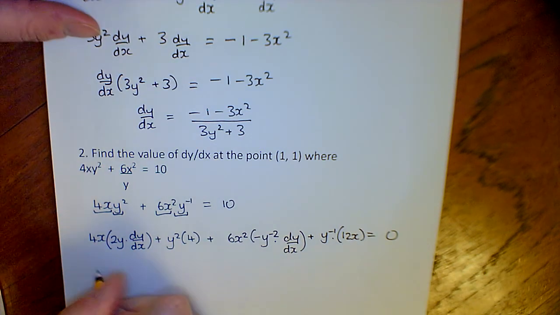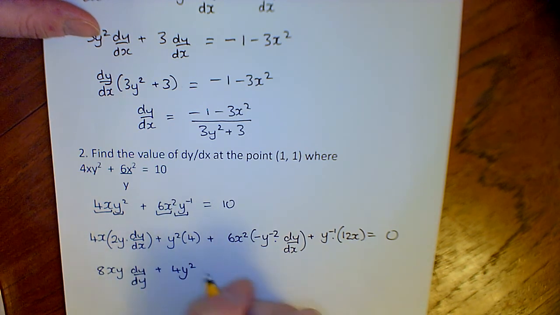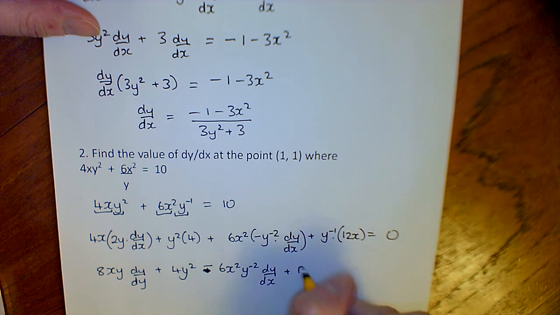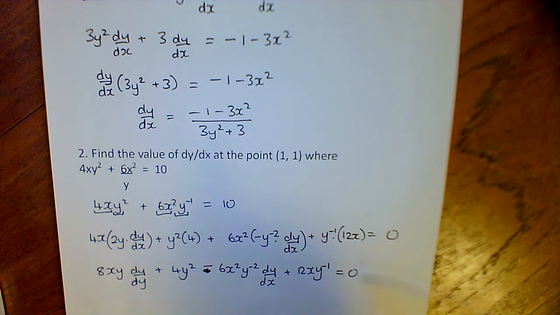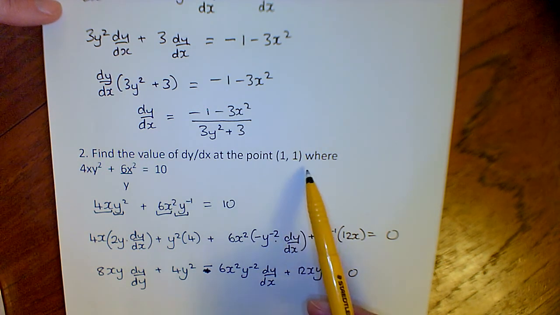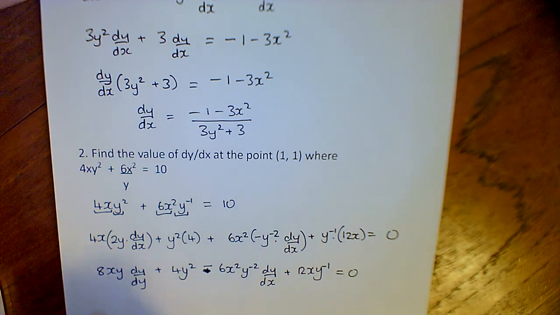Now I'm going to tidy it up slightly. But I'm not going to tidy it up too much, because in this question here we're given our values of x and y, and we have to find a numeric value for dy by dx. It's not like the first one where we had to find an expression for dy by dx.